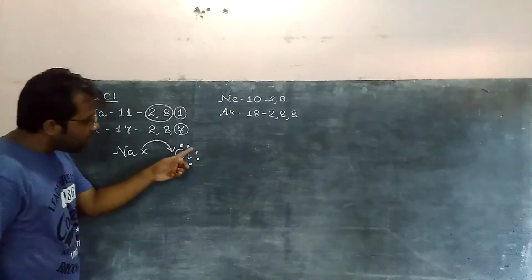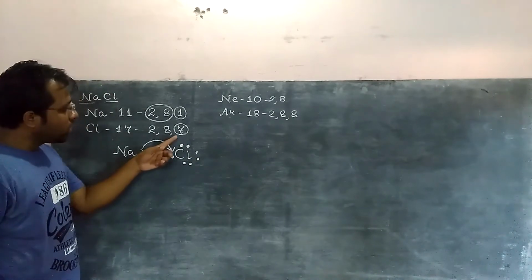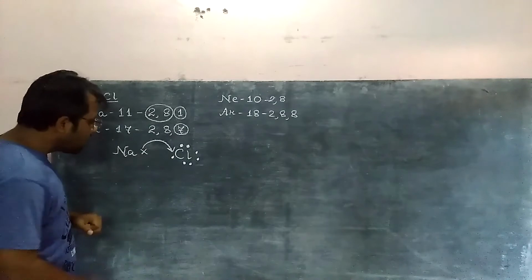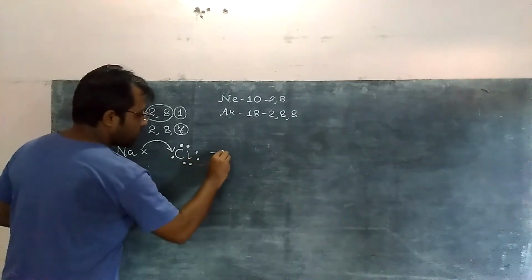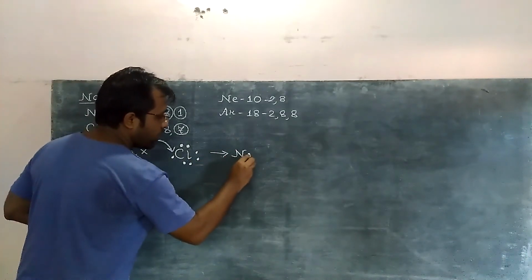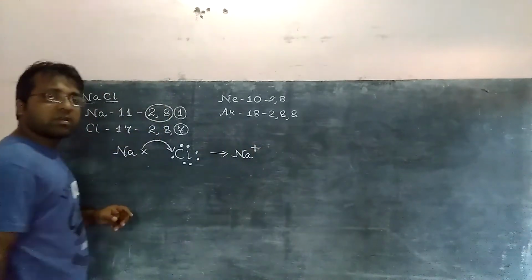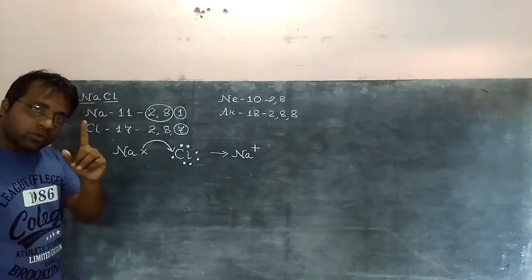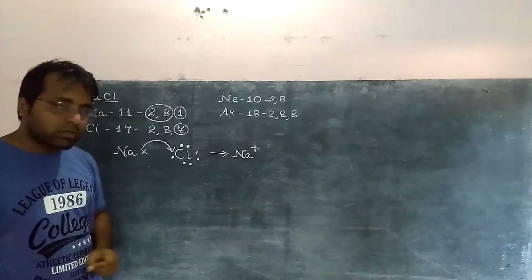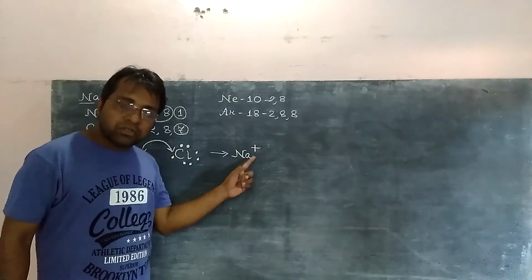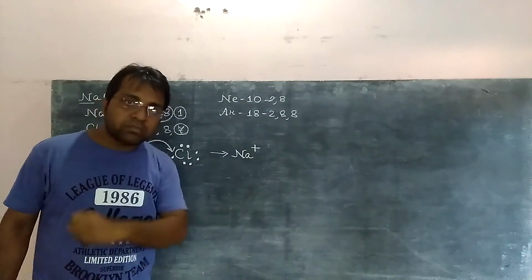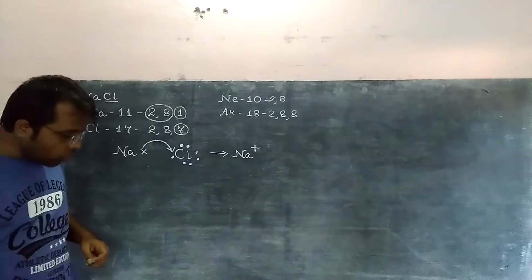And chlorine has how many electrons? 7. So it will gain this electron. This way what will happen? You see, this way sodium will become positive. Positive, why? Because sodium has donated only 1 electron. That's why the charge is positive. And how many positive? 1 positive, because 1 electron is donated.